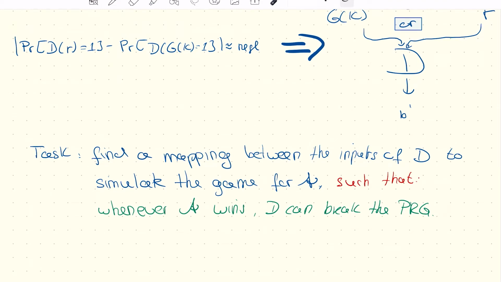And now our task is essentially to find a mapping between the inputs of D to simulate the game for A, such that whenever A wins the game, D can break the PRG. Right, so what we have to do is exactly this. Somehow we are given a challenge from the outside, and D is now the algorithm that we are constructing to break the PRG, and we want to use these inputs to feed into the algorithm against the encryption scheme. And whenever this guy actually succeeds, then we must show how to break the PRG.